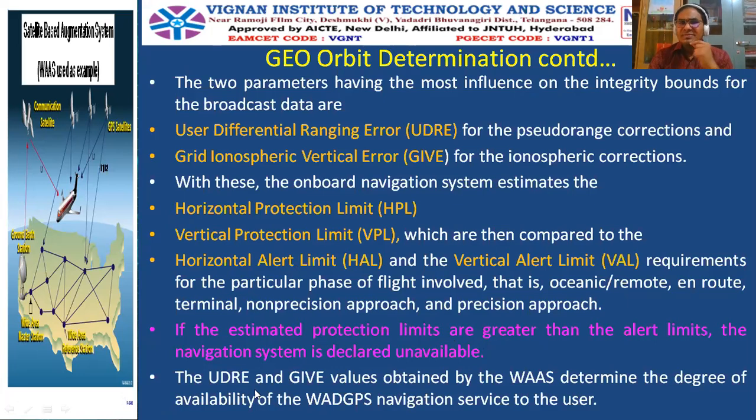That is, the user differential ranging error and grid ionospheric vertical error values obtained by the WAAS will determine the degree of availability of the wide area differential GPS navigation service to the user. So they will determine the degree of availability. If the estimated protection limits are greater than the alert limits, then it is unavailable. If they are within these limits, then it is available. So the availability will be estimated by the UDRE and GIVE. A very frequently asked question on this. Make a note of this.